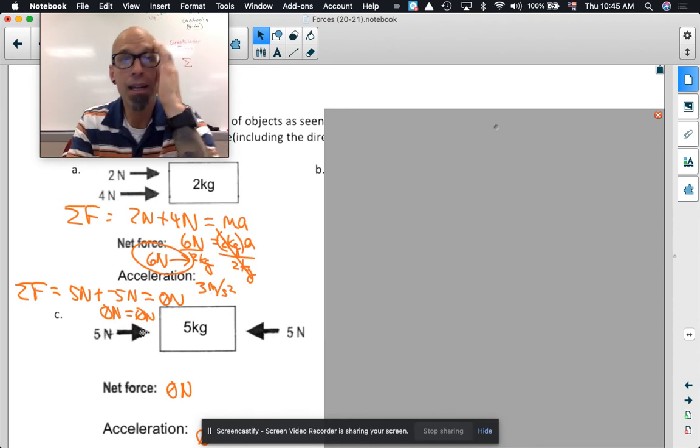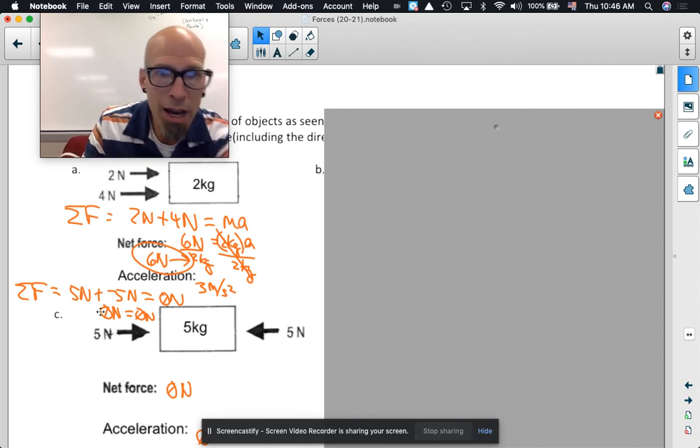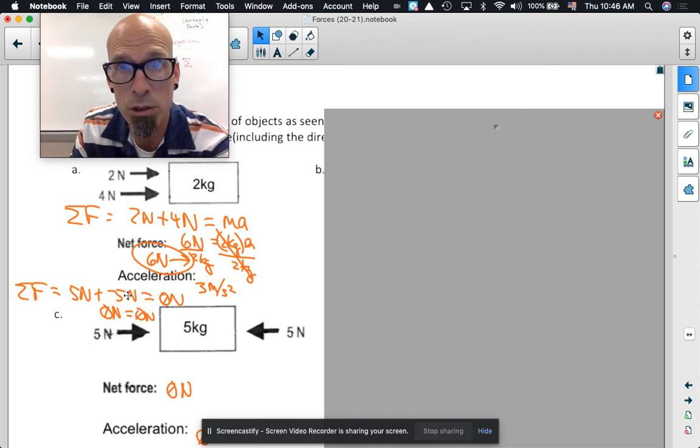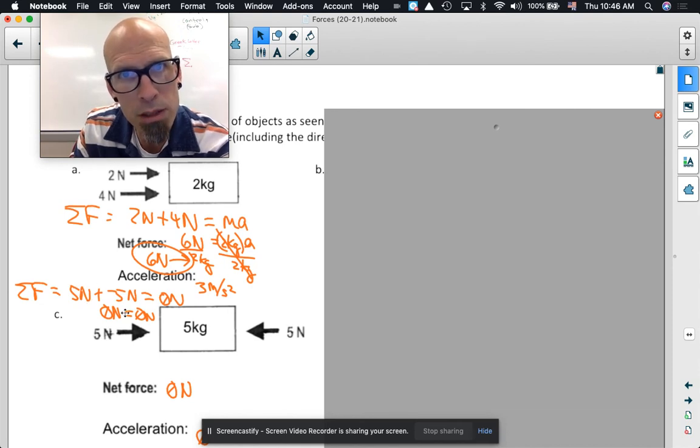Now, letter C here, I've got 5 newtons to the right. That's positive 5 newtons. I have 5 newtons to the left. That's negative 5 newtons. What's positive 5 plus negative 5? Nothing. That's balanced, right? Balanced means we don't have a net force, which means we don't have an acceleration. Easy enough.